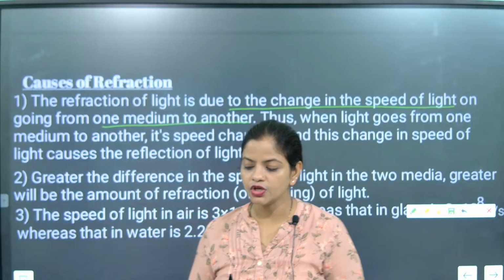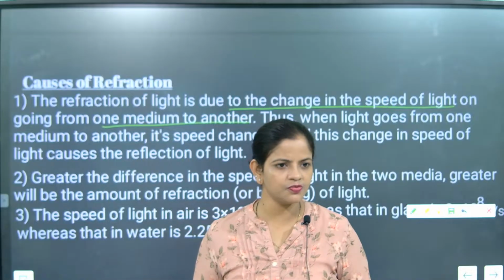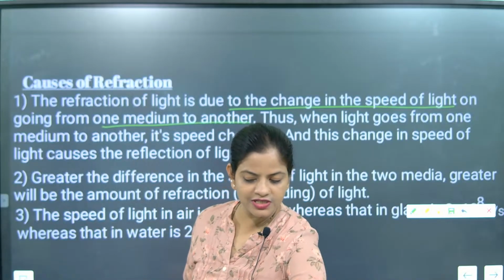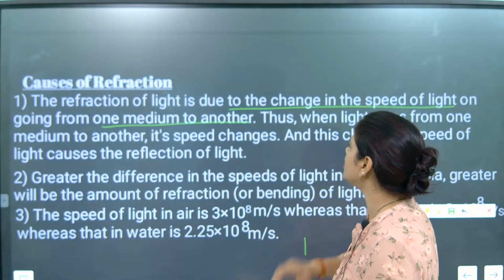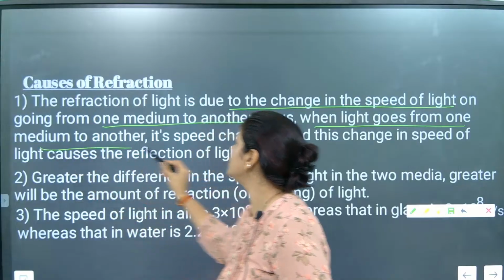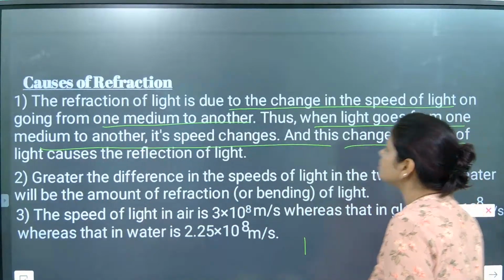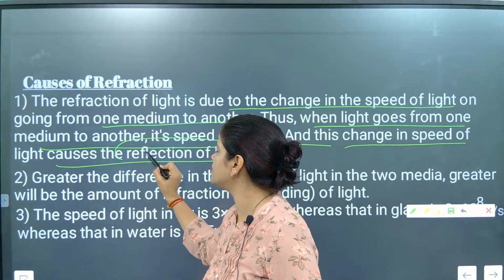Okay, so I think you might have understood this one now. Just check this one out. Now listen, beta. When light goes from one medium to another medium, its speed changes, and this change in speed of light causes refraction of light. Here, refraction will be there, beta.